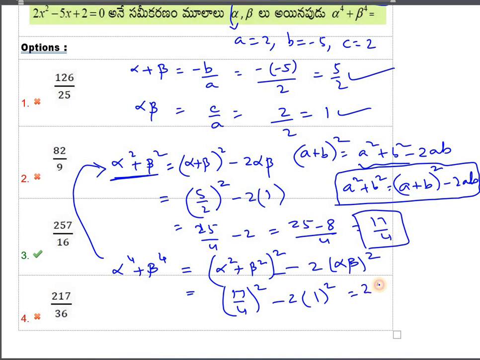17 square is 289 divided by 16, minus 2. So we get 289 minus 32 divided by 16. Up to this part we can understand. 16 is in the denominator. So 257 by 16. This is 257 by 16. Right. This is question number 9.